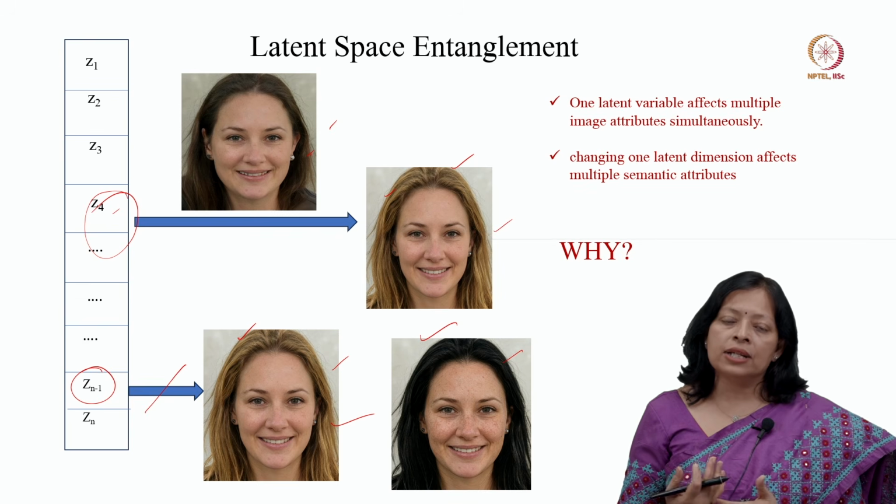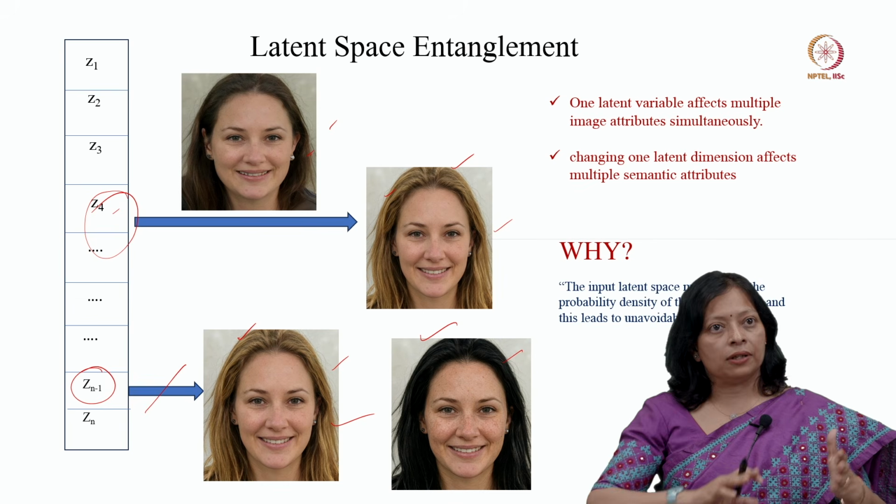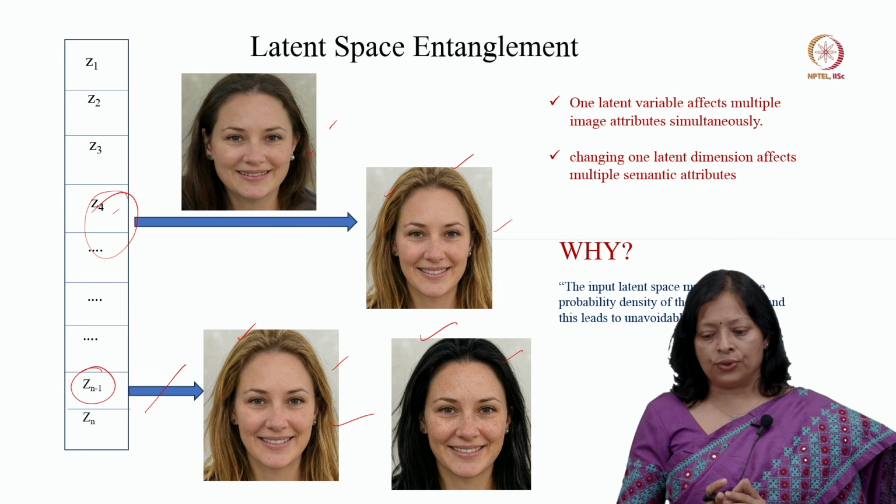Now, what is the reason for this latent space entanglement? Why is this happening? For one particular latent variable, multiple attributes are associated. Why?